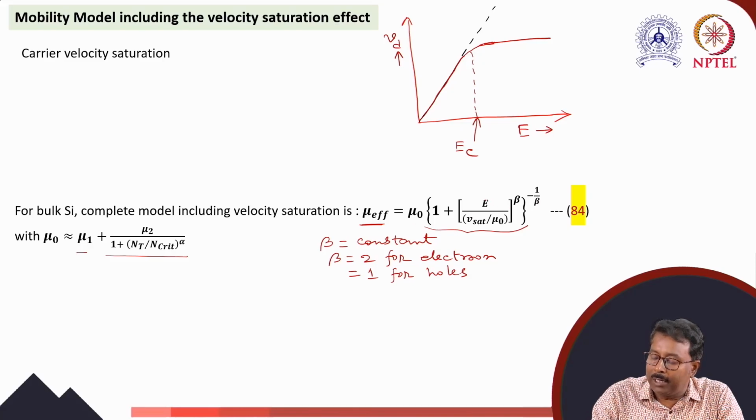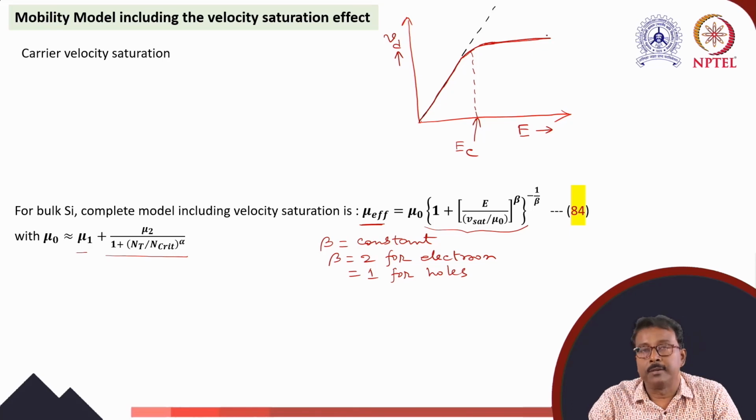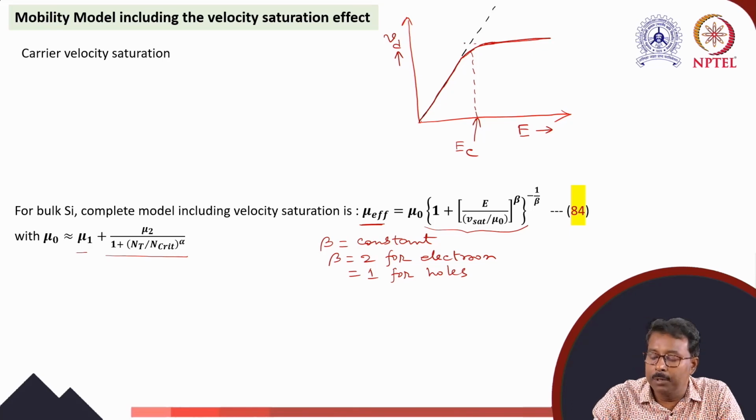At very low electric field, this will be matching with the mu 0 almost. And at very high electric field, the factor will be different. The slope of the curve gradually changes. In this region from here to here, this is linear. After that, this slope gradually decreases and ultimately it saturates. So this saturation velocity is nothing but this velocity. This is called V saturation.